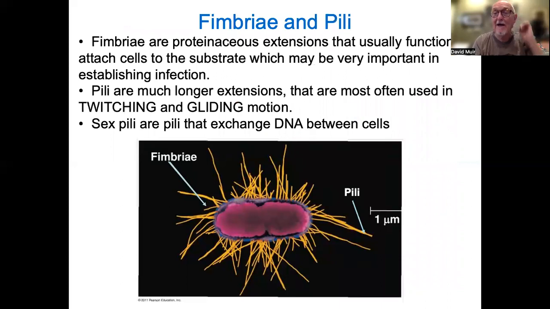Fimbriae and pili I have talked about before. Pili especially are responsible for two other kinds of movement, usually associated with a surface, and they are twitching and gliding. Twitching has a strange jumping motion to it. Gliding is exactly what it says. It looks like the bacterium is cruising along the surface. And fimbriae are mostly associated with attachment, functioning together with the glycocalyx in order to attach bacteria.